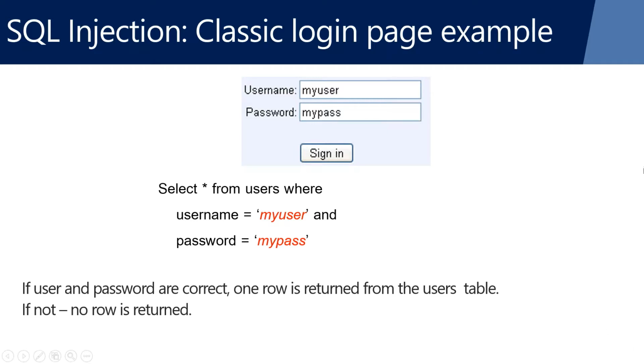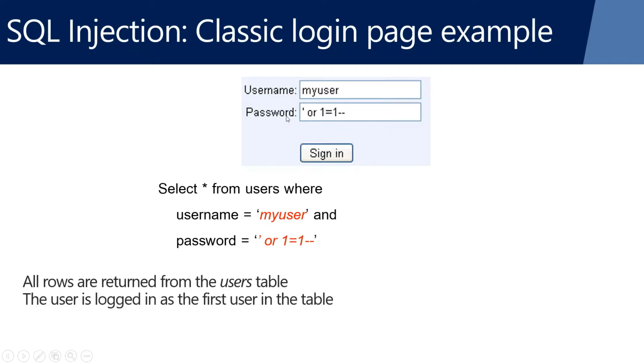Instead of entering a regular set of credentials, you can see here that I enter SQL code that actually affects the way the query is being executed. Let's see what happens here. Select star, giving me all of the columns from users where username equals my user and password equals, take a look at what's happening here, an empty string. I close the string that was started by the programmer, or 1 equal 1, minus minus. Minus minus is a comment. Everything after minus minus is ignored.